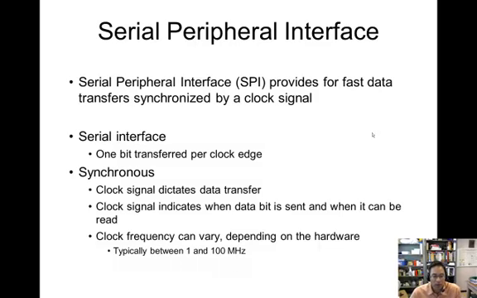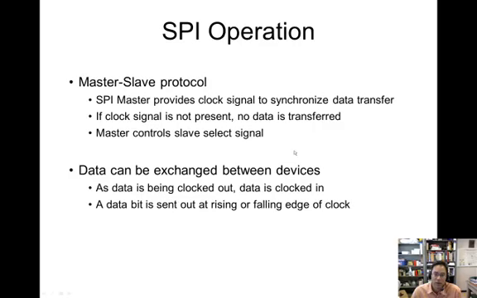The clock frequencies of the SPI can range between 1 and 100 megahertz, at least I've seen commercially. And so that means approximately you could get about 100 megabits per second data rate with this protocol, but practically speaking, probably far less than that. The SPI operation is what they call a master-slave protocol.